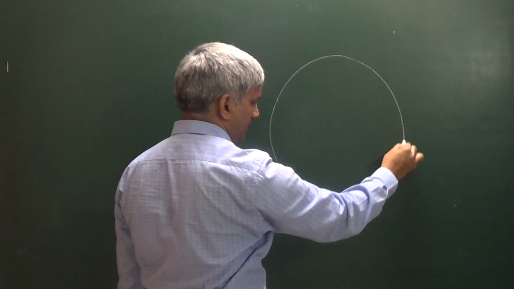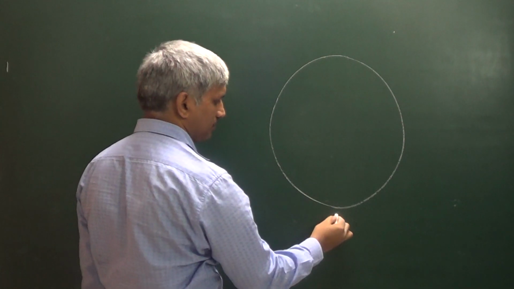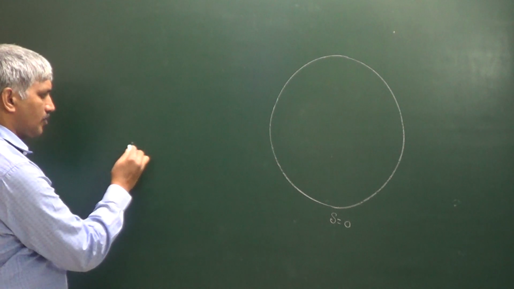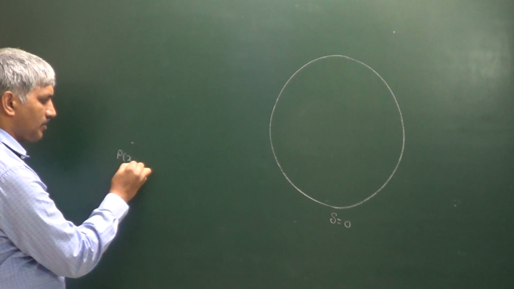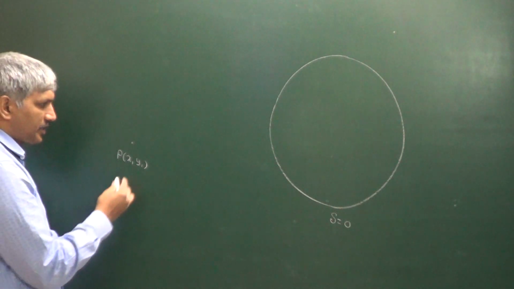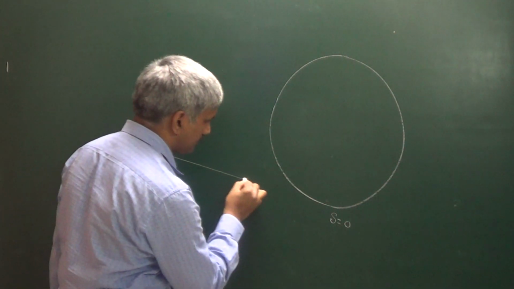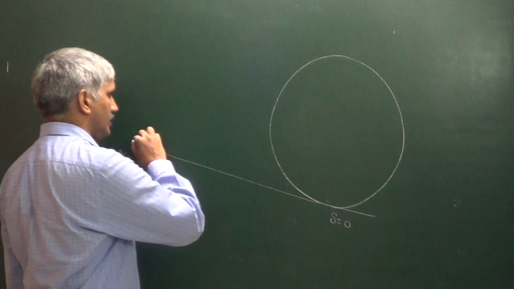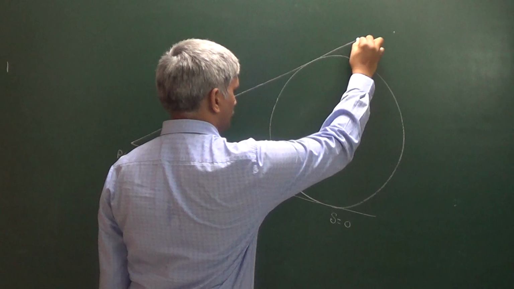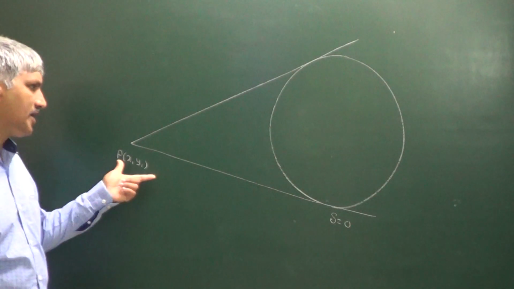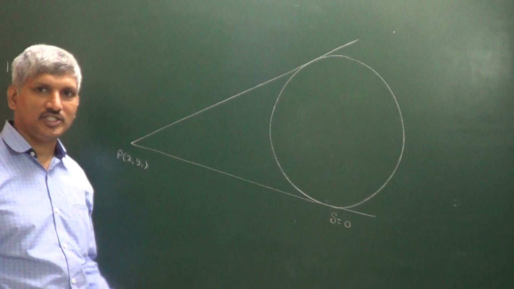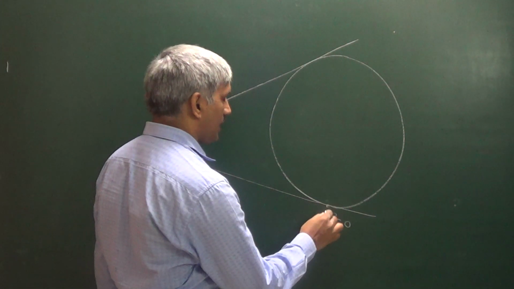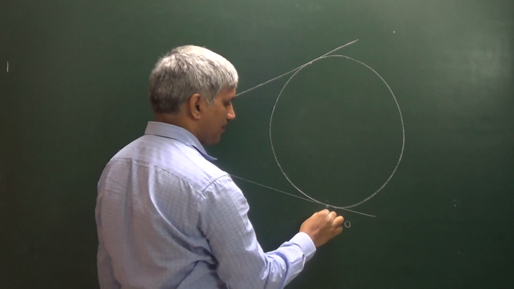Let us say the circle equation is S equal to 0. To this circle, from an external point, let us say the point is P(x1, y1), we are drawing a tangent. This is the tangent, and another tangent is also possible like this. So from the point P(x1, y1), these are the two tangents drawn. These two tangents touch the circle at points A and B.